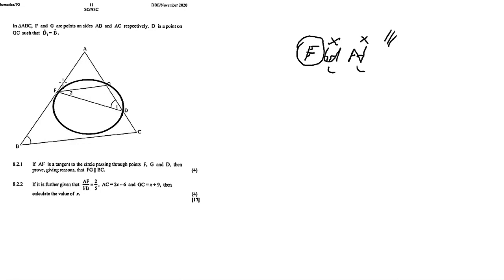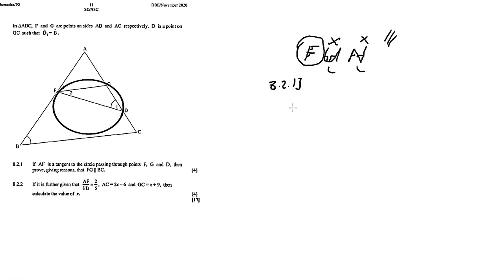So F1, I need to find a way to prove that this F1 is actually equal to this B. Since we have the circle here, D1 is also equal to B. So I need to show that F1 and D1 are equal. Which theorem do I use to prove that?